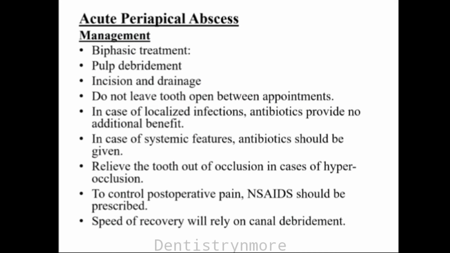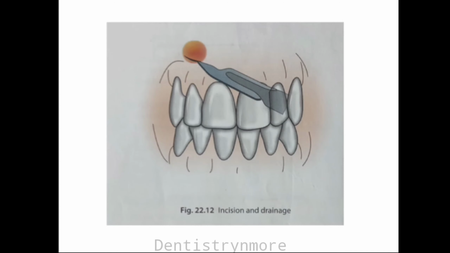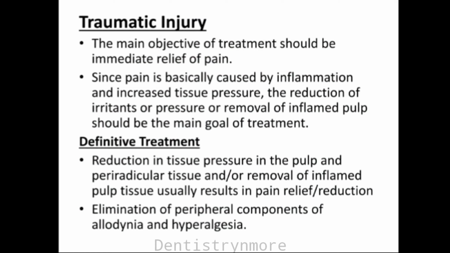Next one is acute periapical abscess, and its management includes pulp debridement, incision and drainage. In case of localized infections, the antibiotics are not provided, but if there are any systemic features, then antibiotics are given. And the tooth is relieved from the occlusion in case of hyperocclusion, and in case of post-operative pain, NSAIDs are given. So this is a figure showing the incision and drainage.